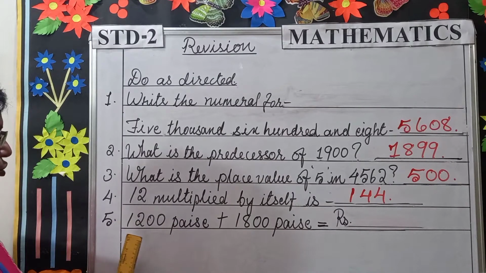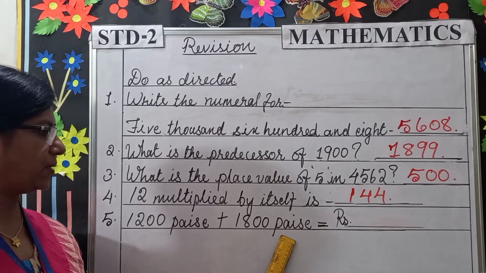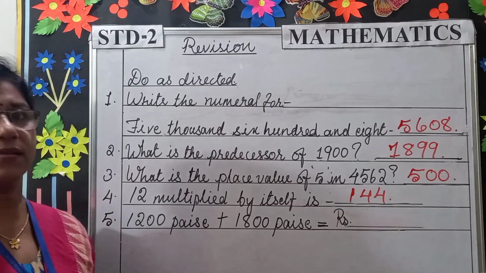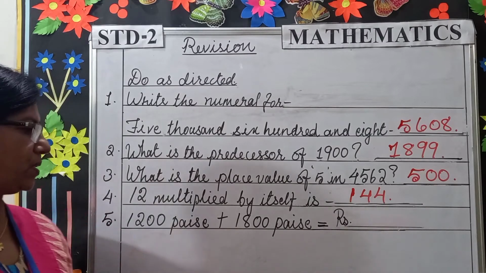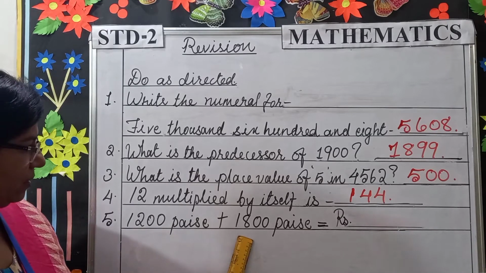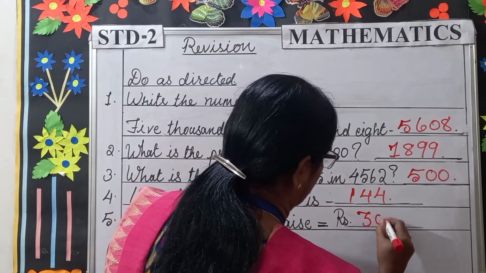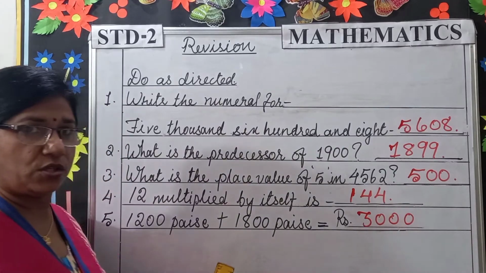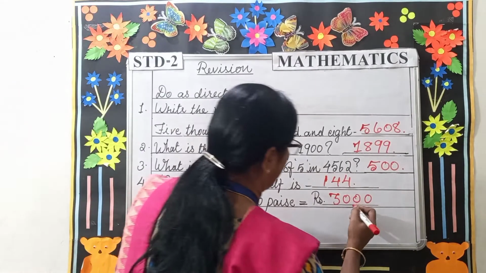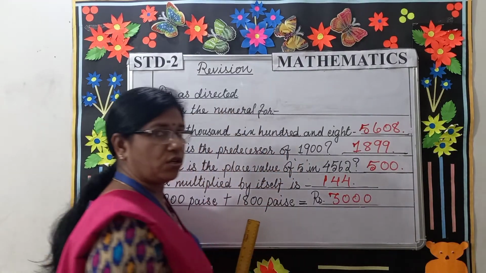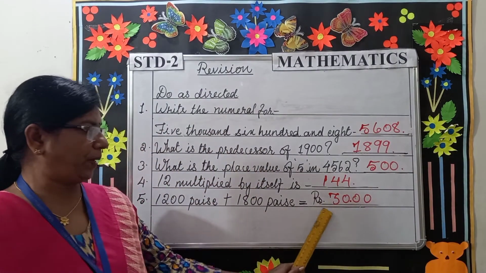Question number 5. 1200 paise plus 1800 paise is equal to rupees dash. Here you have to add two numbers and convert it into rupees. 1200 plus 1800, you will get 3000. So now you have to, what is the process of converting? You have to divide by 100. Easy way to divide by 100. How many zeros in 100? 2 zeros. So 2 zeros away the point. So it will be rupees 30.